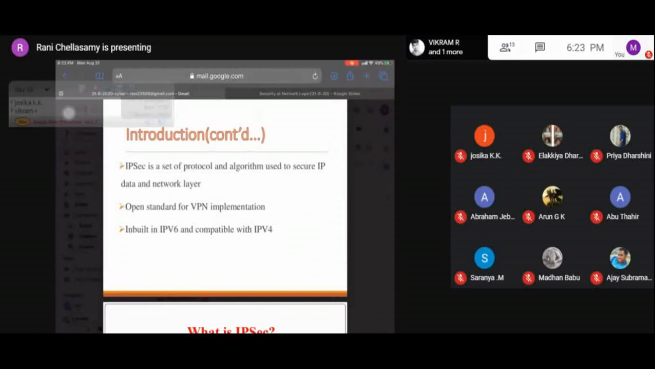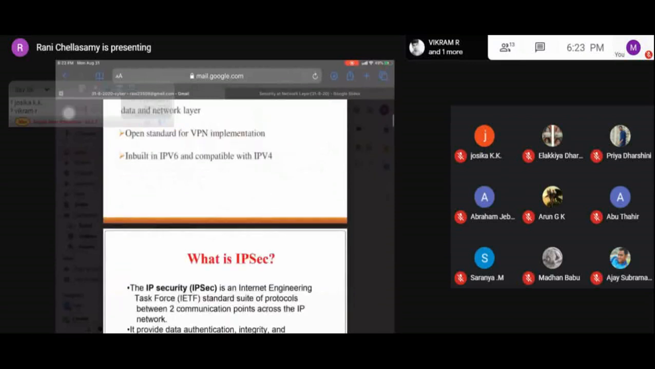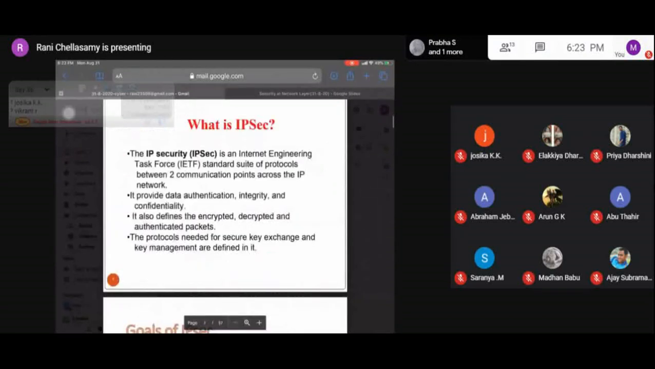Coming to IP security, we call this an IETF standard. What does IETF mean? Internet Engineering Task Force standard suite of protocols. What are we using this protocol for? To provide security between the two communicating parties, between the sender and the receiver, across the network.